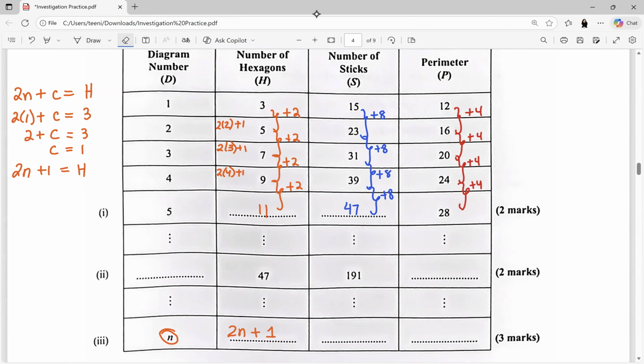So if I know what n is, I could figure out the number of hexagons by substituting n into this equation, 2 times n plus 1, to figure out the number of hexagons.